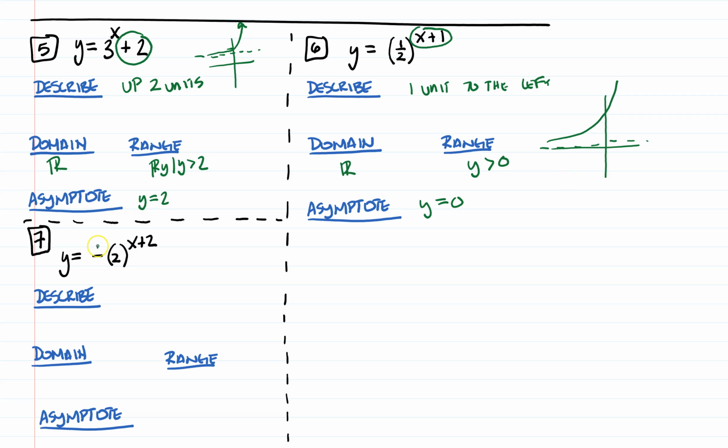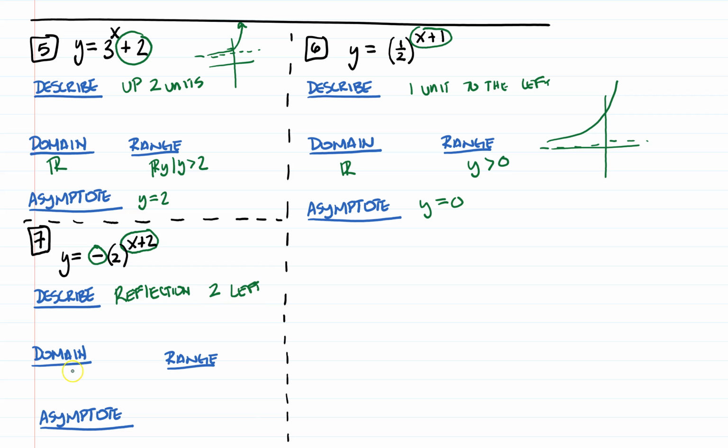The negative here, in number 7, the negative is going to reflect my graph over the x-axis. And the x plus 2 is going to move that thing 2 units to the left. So we have a reflection and 2 units to the left of the normal parent graph.